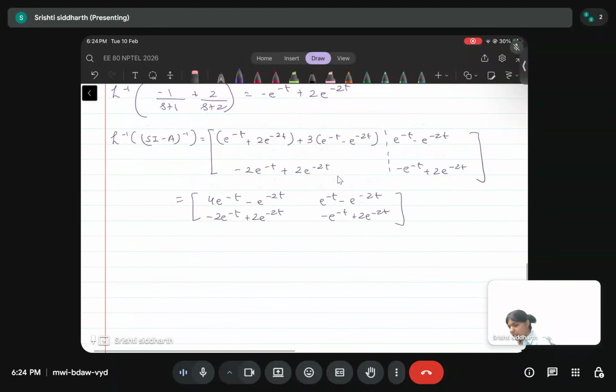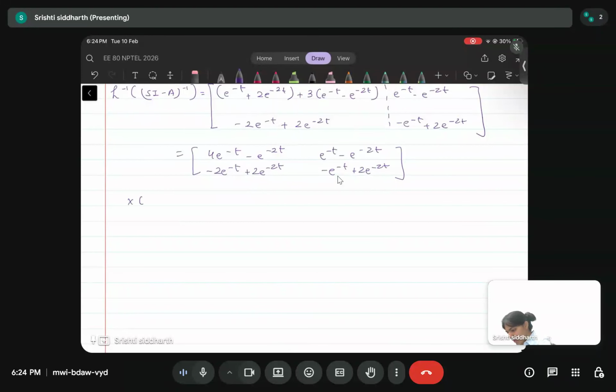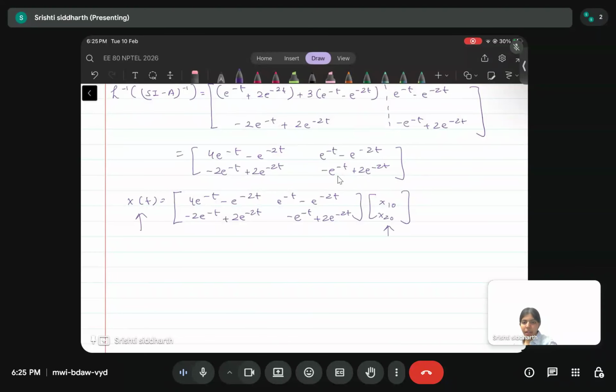Now, to compute the free response, we can assume any initial condition and then post multiply by this matrix. So this is some x1(0) and x2(0). Given some initial condition, we can find the solution at any time t.